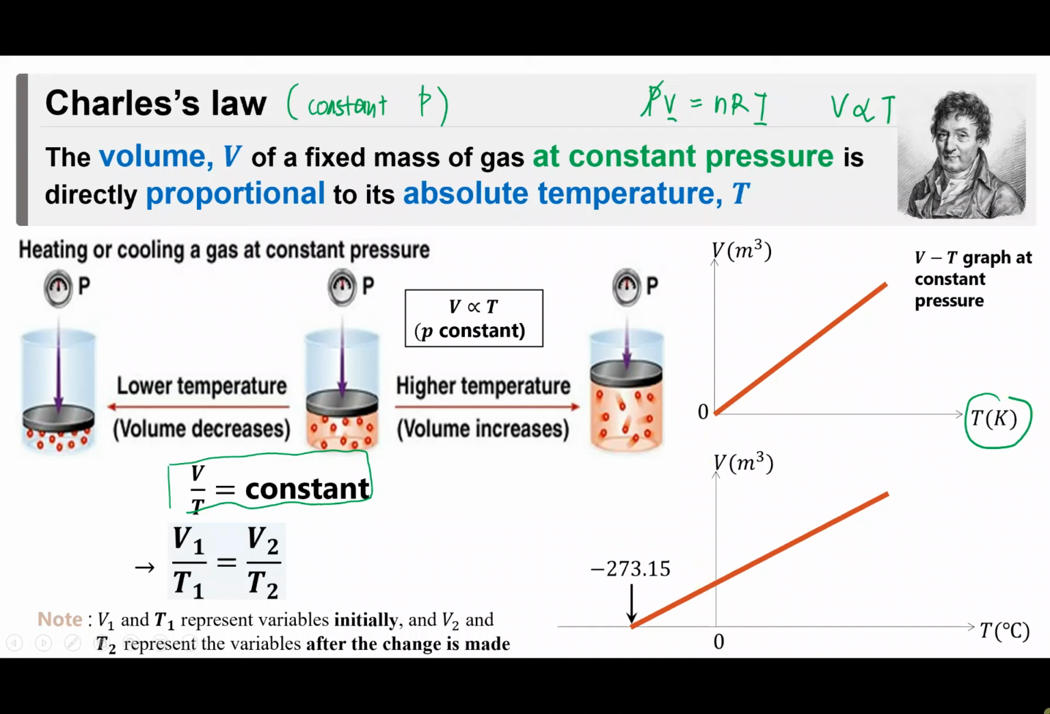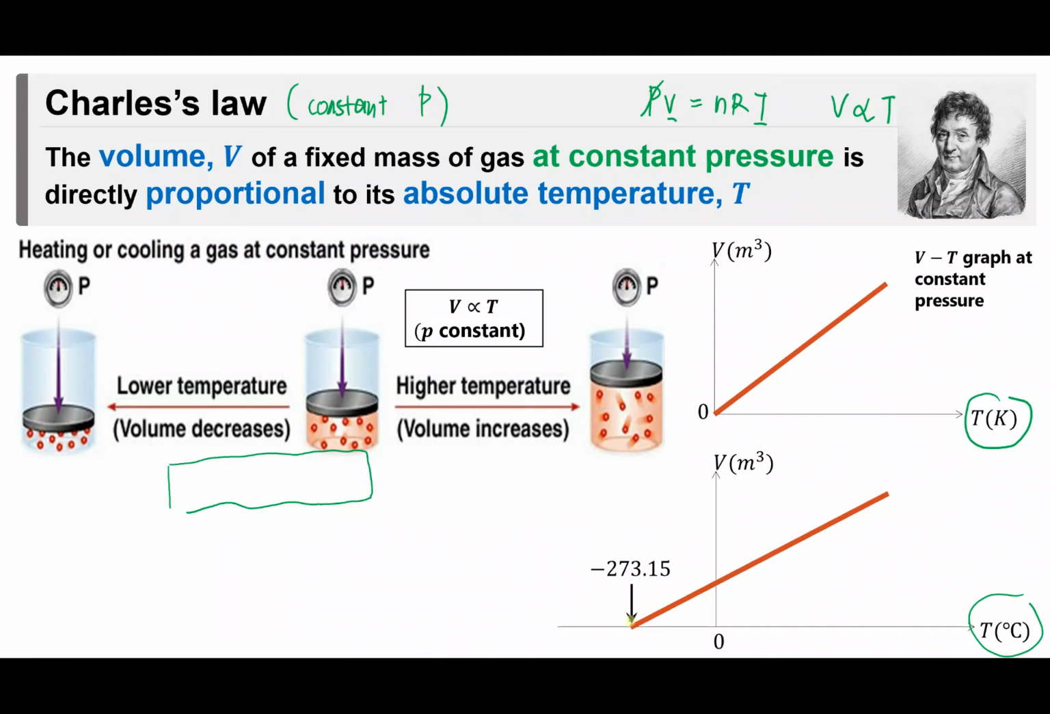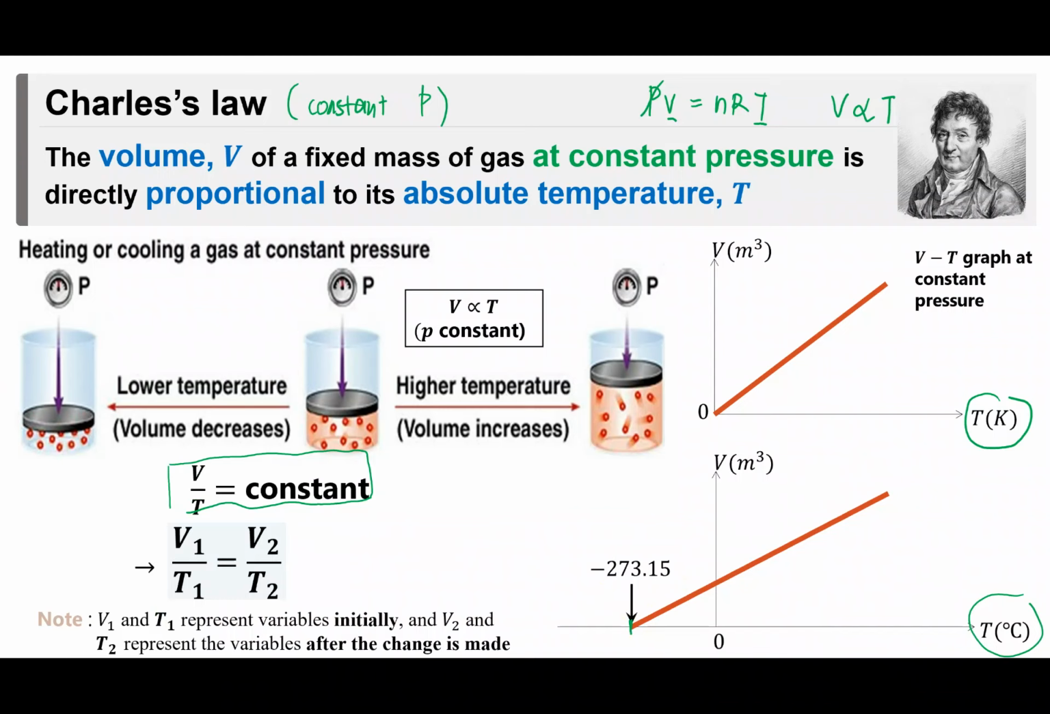Tetapi kalau you punya temperature dalam degree Celsius, sebab you kena tahu 0 degree Celsius is equivalent to negative 273.15 Kelvin. So, you kena tarik dan start you punya graph ni dengan negative 273.15. Dia tak boleh start daripada origin. Itu beza dua graph ini.